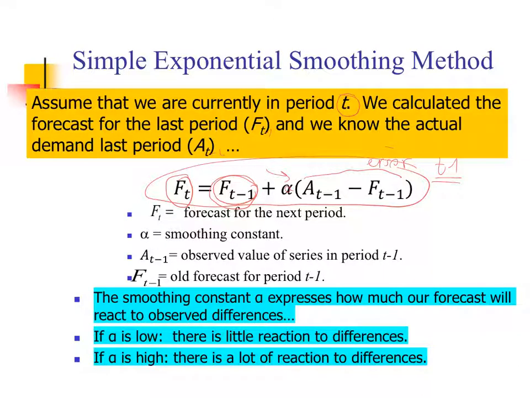The smoothing constant, alpha, expresses how much our forecast will react to observed differences. These are the observed differences, and our forecast for the next period will react to those observed differences. If alpha is low, let's say 0.1, 0.2, there is little reaction to that error, and if alpha is high, there is a lot of reaction to that error.